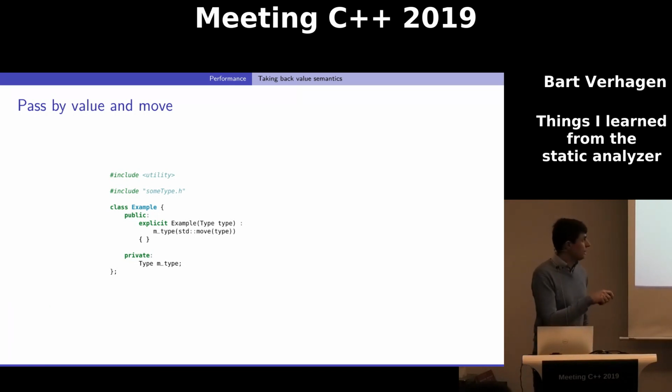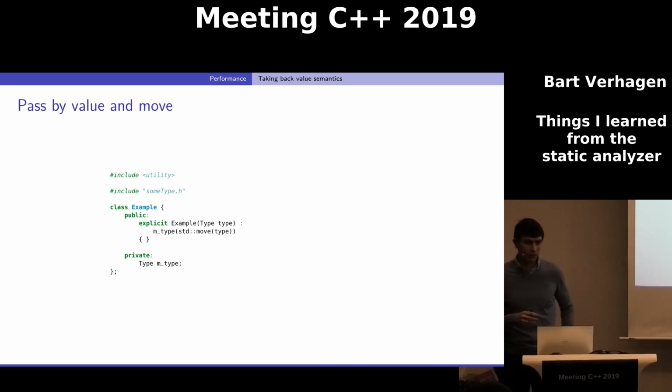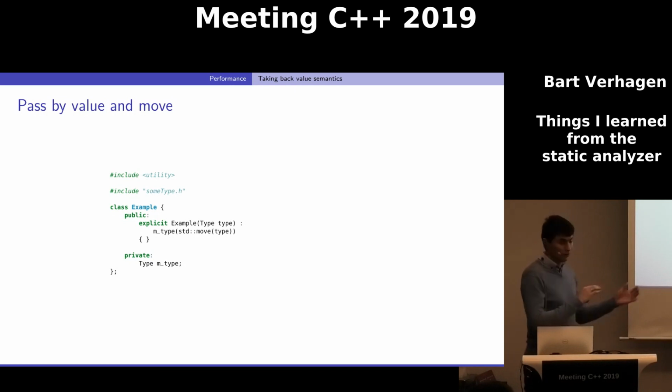So in this case, just from an architectural point of view, this is already much nicer, because now we really have a type by value, which means that we can just pass a type in, and the caller doesn't need to concern himself with whether or not this class is doing anything with the type that was passed in.